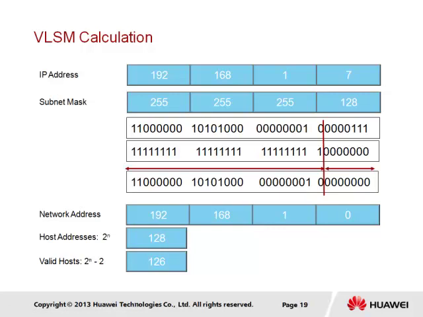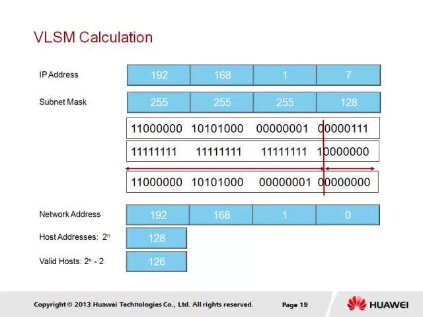In that example, the class C mask of 255.255.255.0 was used, since it represents the default class C subnet mask. In this example, however, we see that the subnet mask has changed to 255.255.255.128. The first question we may ask is, where did this 128 value come from? In order to understand that, we need to go back to binary.